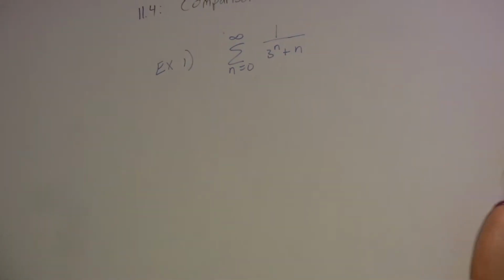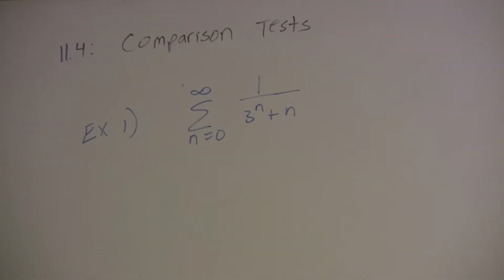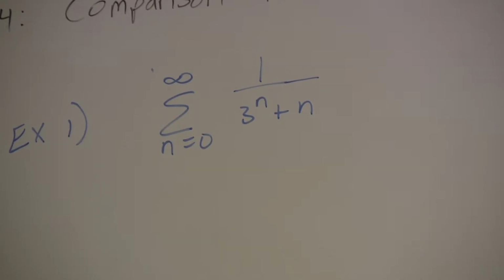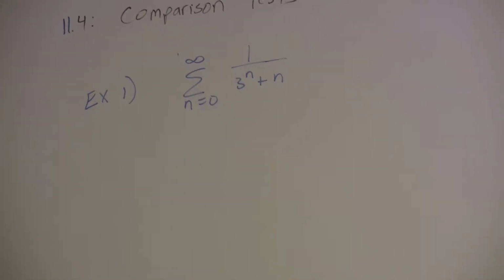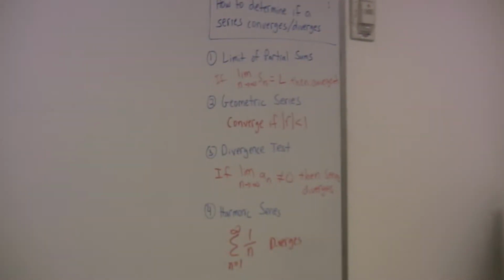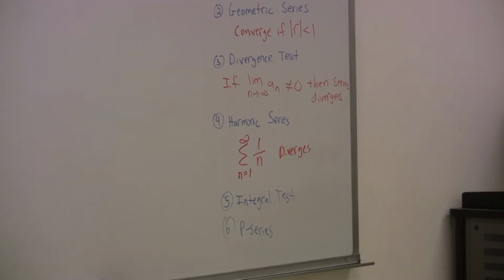The question's always the same. Does it converge or diverge? It's not always the same, but it's almost always the same. Does it look familiar? Does it look like anything we already know? Similar to the P series, kind of like a P series? What makes it like a P series? The n, 3 to the n.